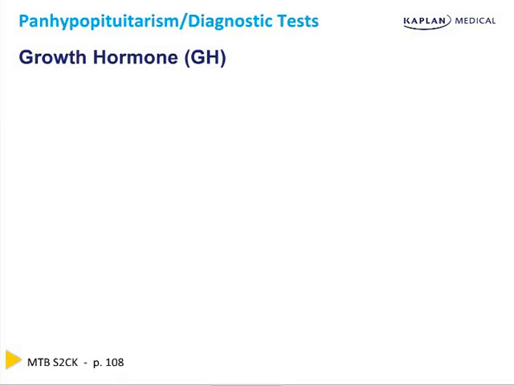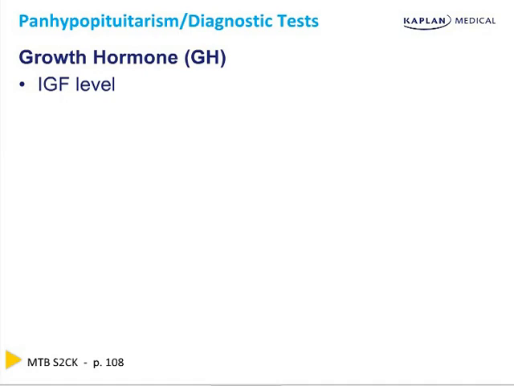Growth hormone is first detected with an insulin-like growth factor level, IGF level, and that's because growth hormone is maximum in the middle of the night. So it is not convenient to test a hormone that has a very short half-life and is only released in the middle of the night. So therefore, the best initial test for all growth hormone abnormalities, whether high or low, is an IGF level.